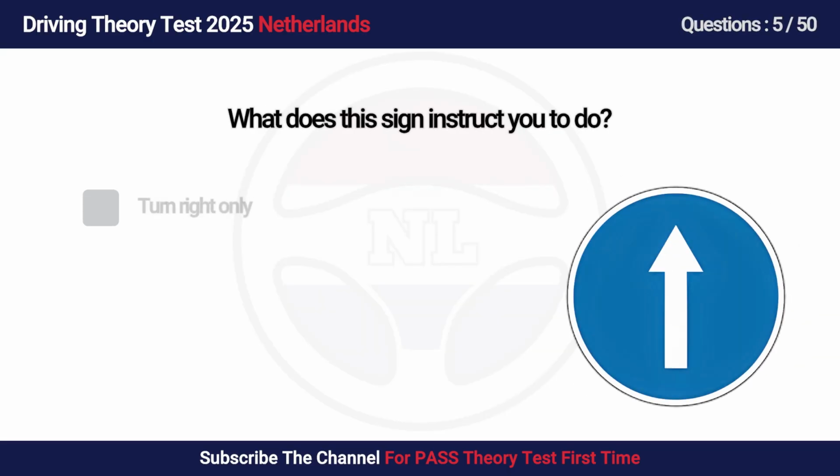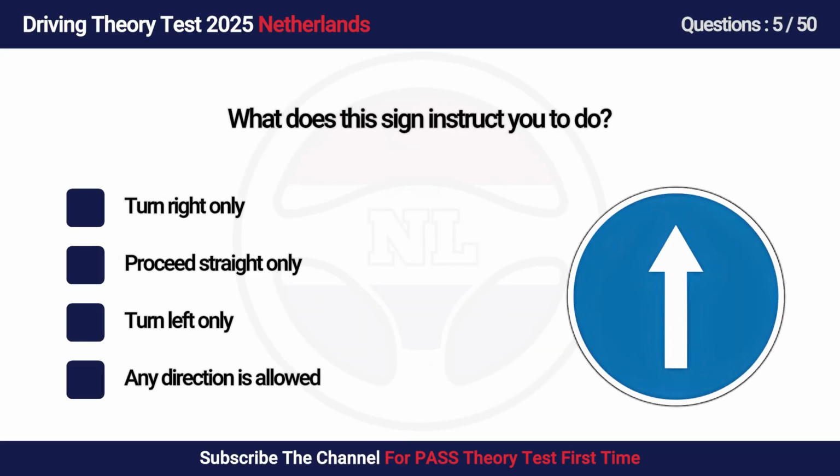Question 5. What does this sign instruct you to do? A. Turn right only. B. Proceed straight only. C. Turn left only. D. Any direction is allowed.